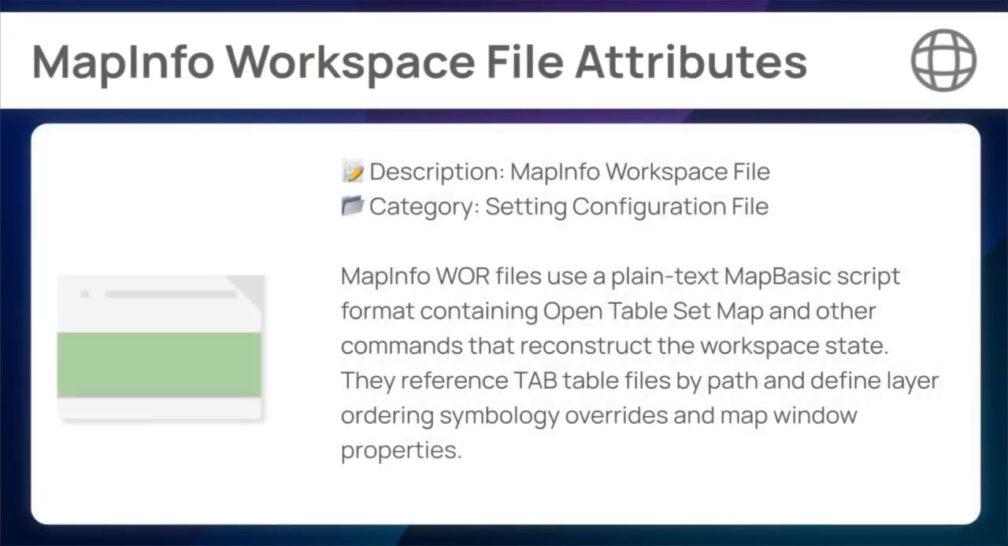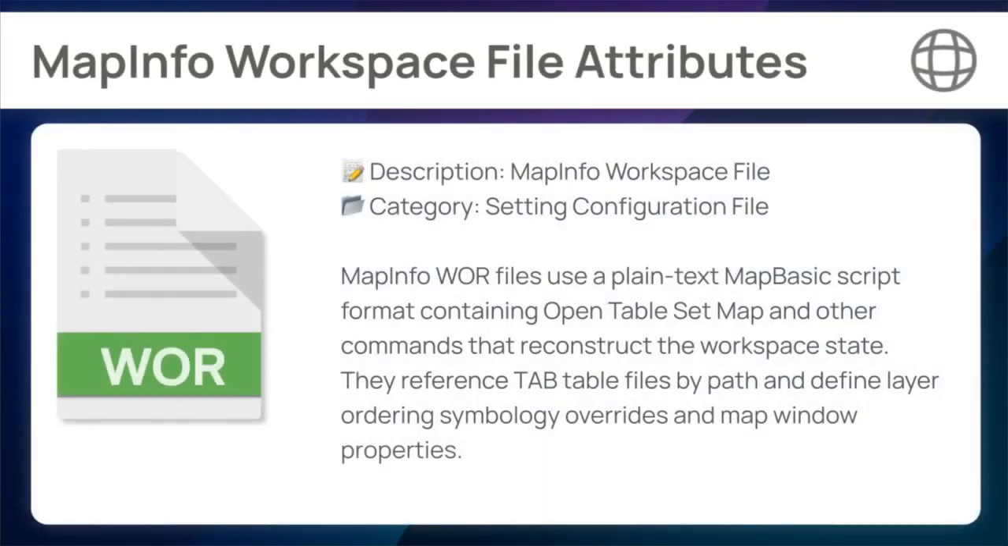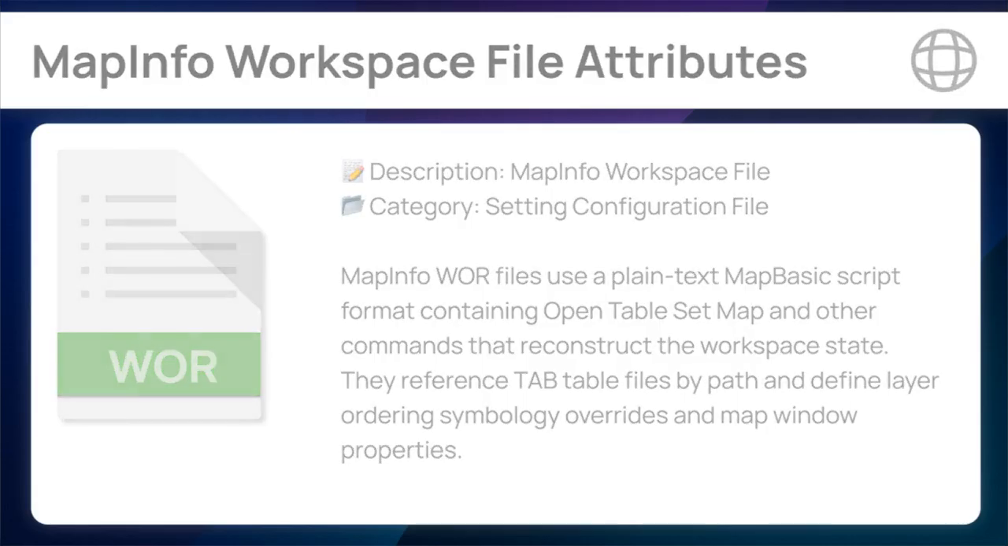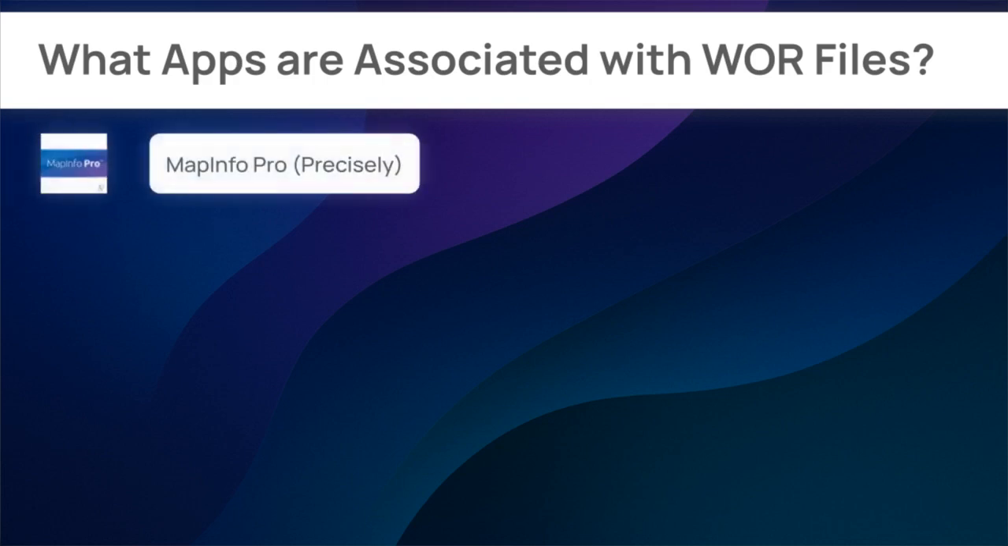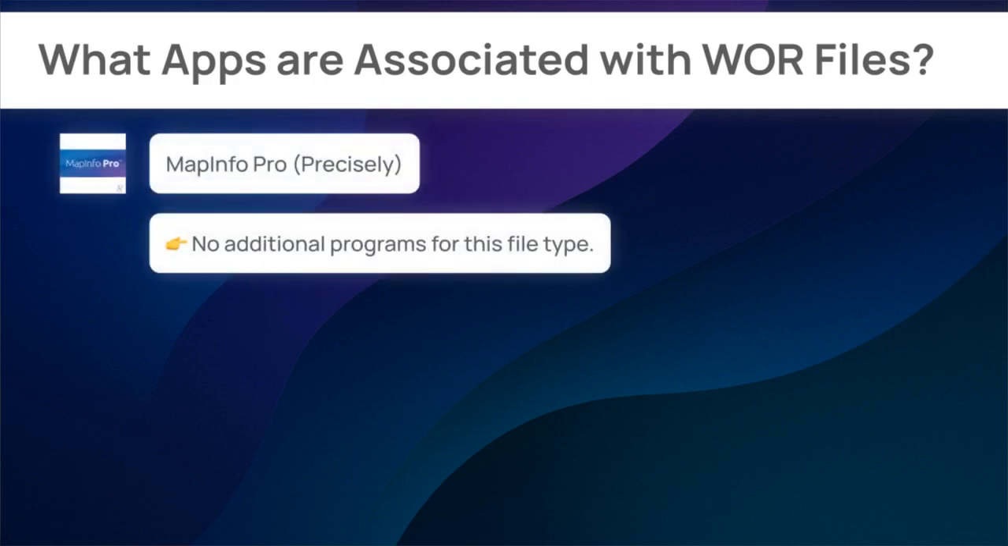MapInfo WOR files use a plain text MapBasic script format containing open table, set map, and other commands that reconstruct the workspace state. They reference tab table files by path and define layer ordering, symbology overrides, and map window properties. An essential utility for interacting with WOR is recognized as MapInfo Pro by Precisely.